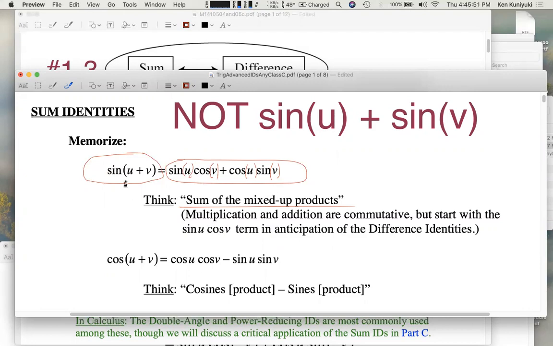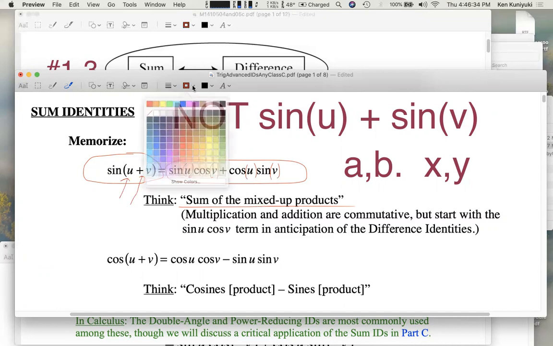Now, by the way, if your u and your v tend to look alike, then maybe when you're applying the identities, you might prefer a and b, or maybe x and y, assuming these 2 don't look too much alike. But if your u and your v look too much alike, then maybe you might prefer one of these other pairs, and then sub back if necessary. Actually, one reason why I chose u and v is that often we substitute into u and v, like when we're dealing with known angles, like 30 degrees. Anyway, think of sine of u plus v not like this up here, but as the sum of the mixed up products.